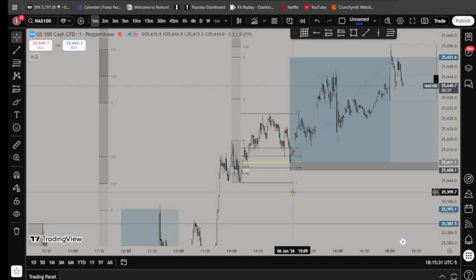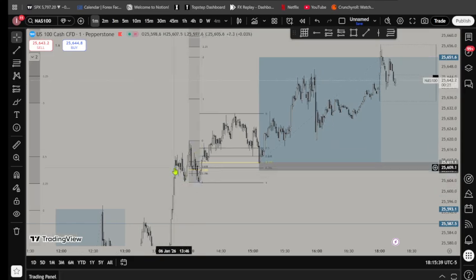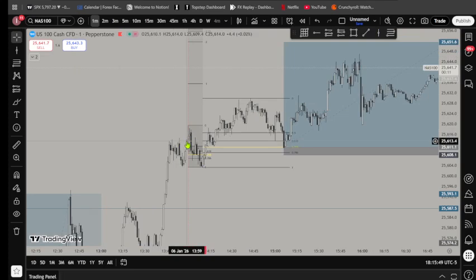So what am I looking for? I'm looking for accumulation, manipulation, and distribution, right? So this 2 o'clock candle opens, I'll mark it out for you, right here on this red line, right? So it comes out right here.